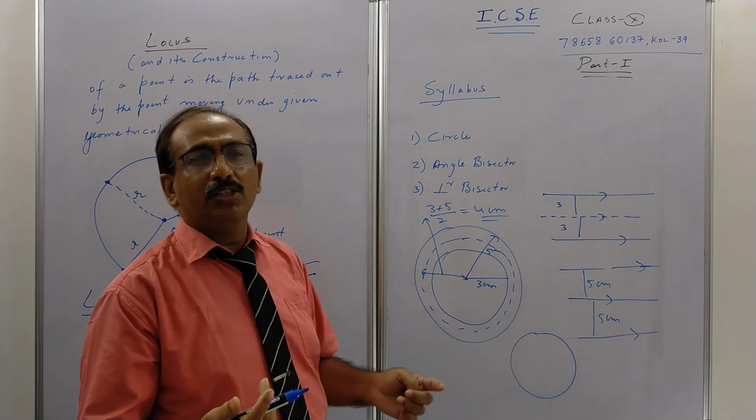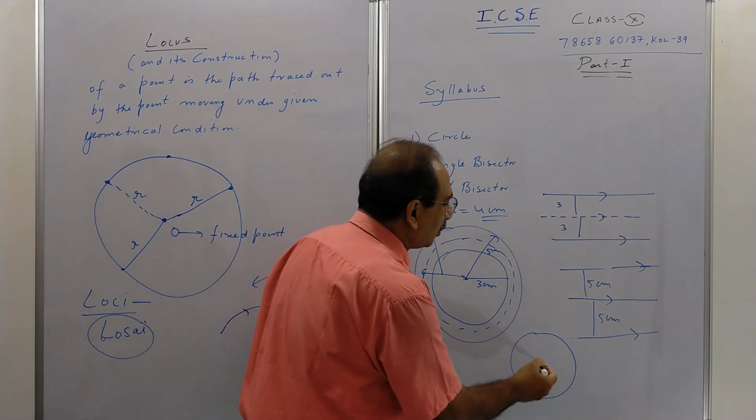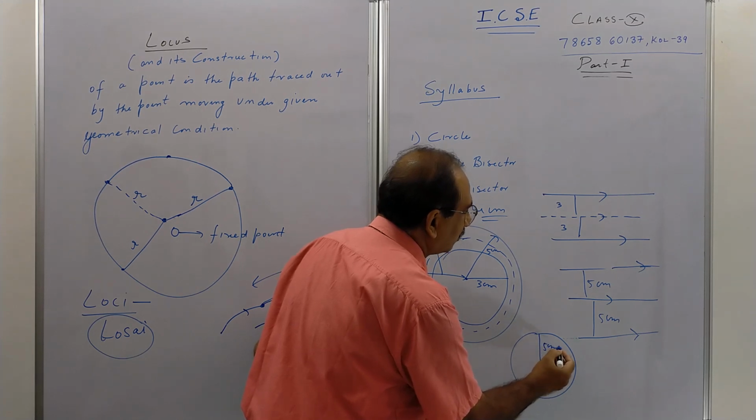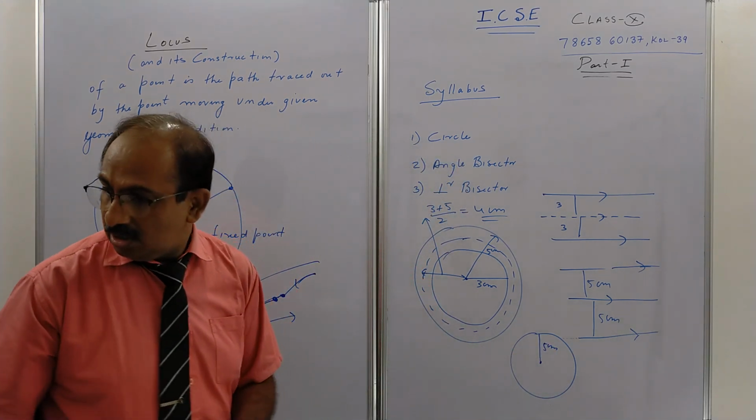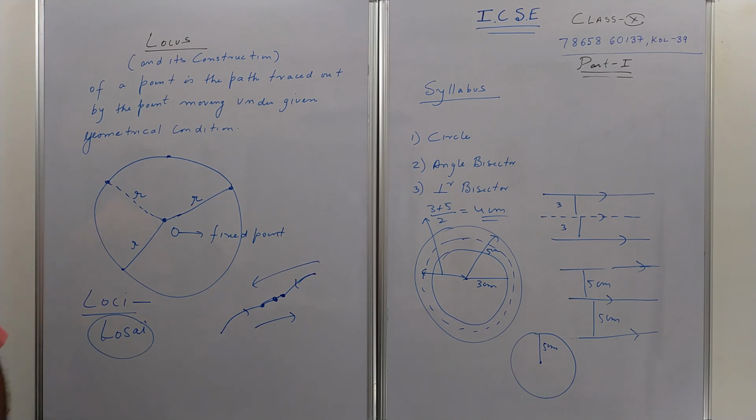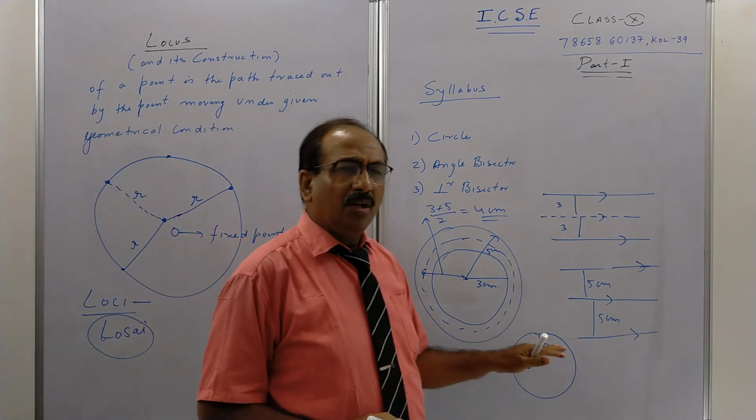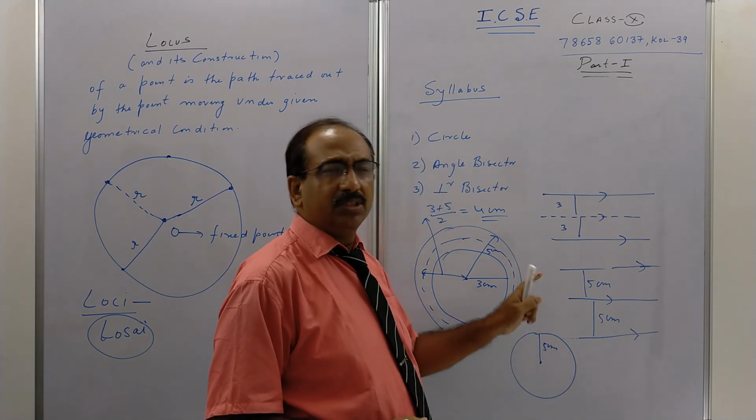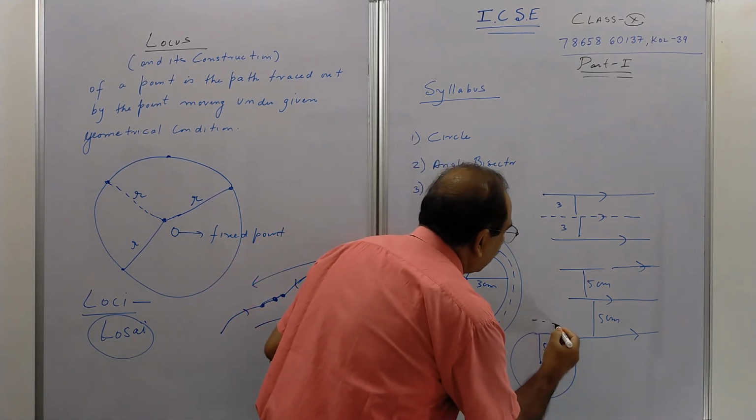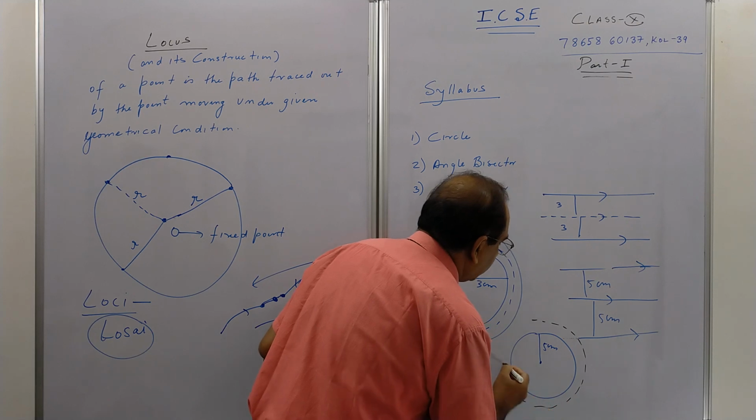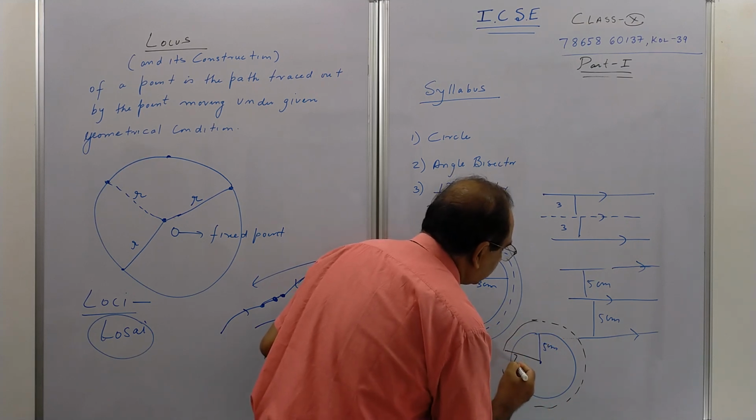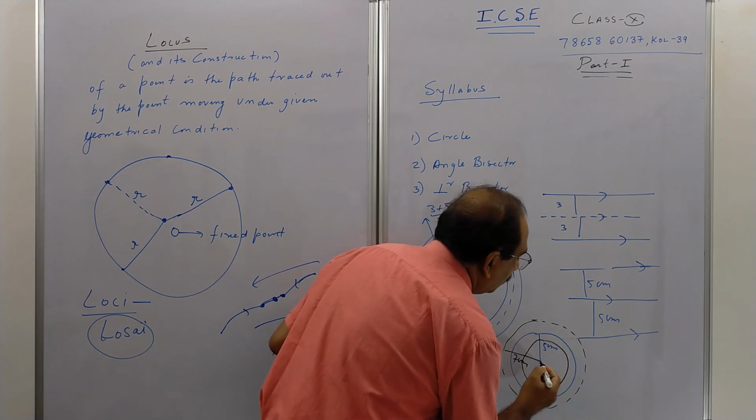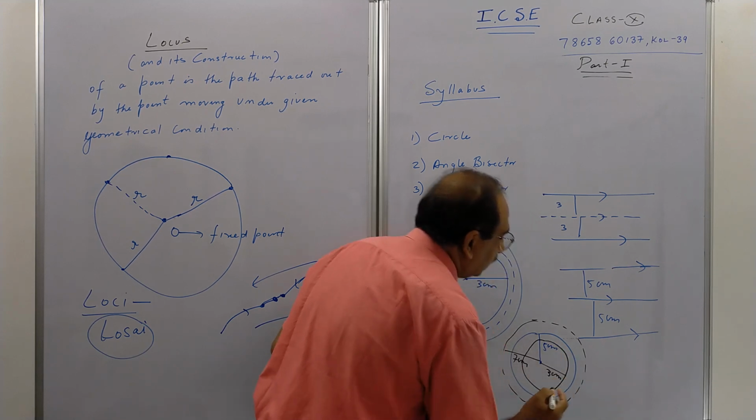You have to find the locus of a point which is always at a distance of 2 centimeter from the circumference of this circle, whose radius is 5 centimeter. So here, one circle above, I am using a black color, 2 centimeter here, means the radius of this will be 7, and 2 centimeter here inside, whose radius will be 3 centimeter.